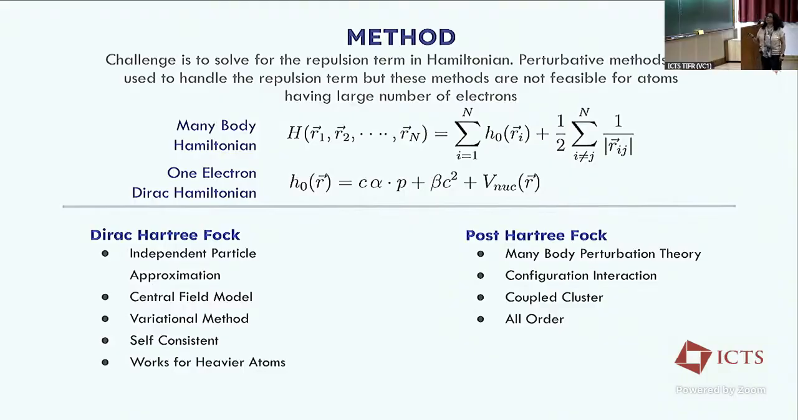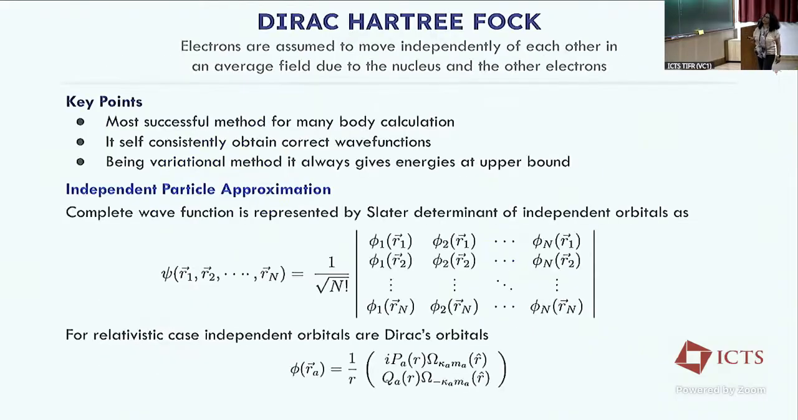So what we do instead, we use the Dirac-Hartree-Fock approximation. It's an independent particle approximation. It's a central field model and a variational principle. It's self-consistent. And in that approximation, we try to use a Hartree-Fock potential instead of this inter-electronic repulsion, which I'll show in my coming slides.